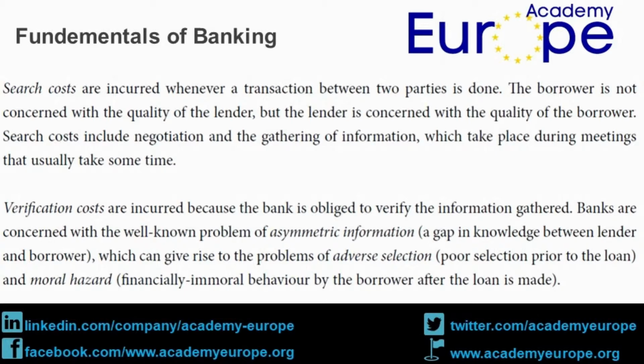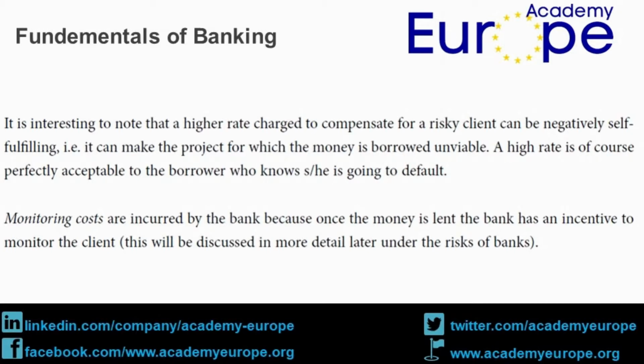Banks are concerned with the well-known problem of asymmetric information, a gap in knowledge between lender and borrower, which can give rise to the problems of adverse selection, poor selection prior to the loan, and moral hazard, financially immoral behavior by the borrower after the loan is made. It is interesting to note that a higher rate charged to compensate for a risky client can be negatively self-fulfilling, i.e.